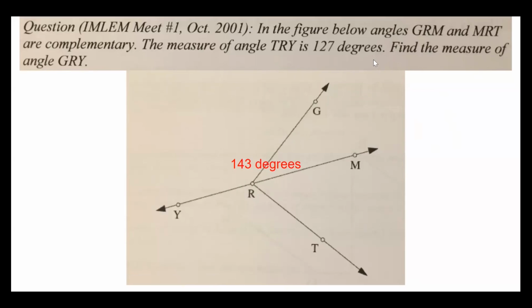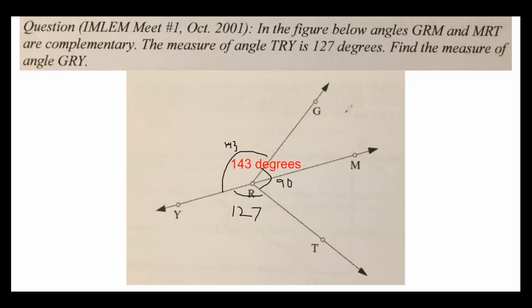I'll go over two ways you could approach this. The first way is using the fact that all the angles add up to 360 degrees because a circle is 360 degrees. You're given this angle is 127. And since GRM and MRT are complementary, this means that this is 90 degrees. So the remaining angle that you need to find is simply 360 minus 90 minus 127, or 143. This is, I think, the quickest way.